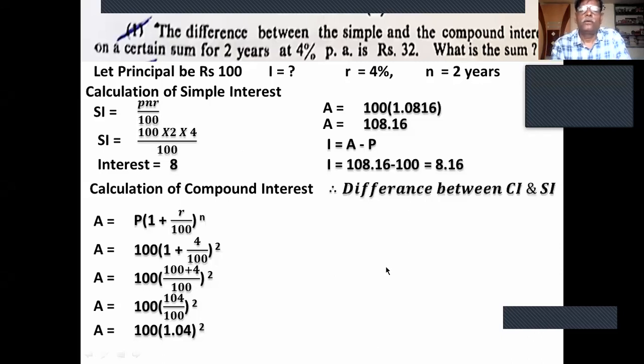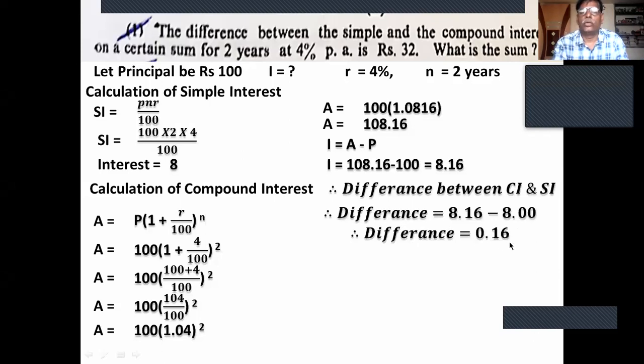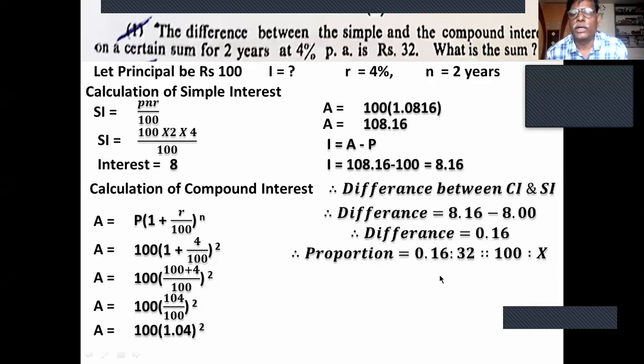So, the difference between simple interest and compound interest is 8.16 minus 8, which is equal to 0.16. Then I'll write the proportion. There are two differences. One is as per my calculation, another is as per the given problem. As per my calculation, 0.16 is the difference. As per the problem, 32 is the difference.